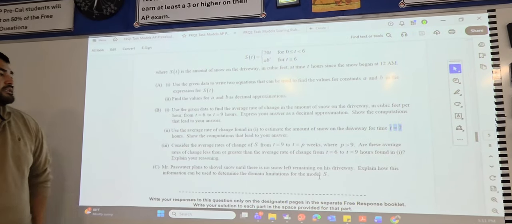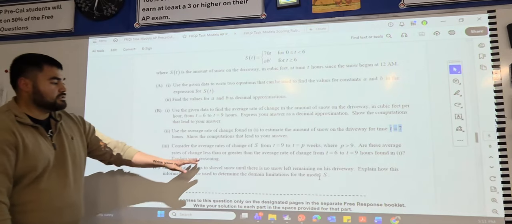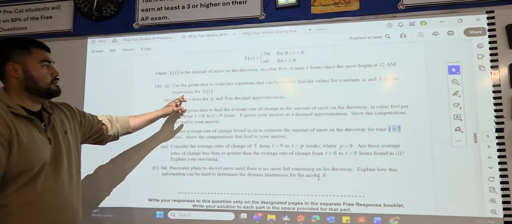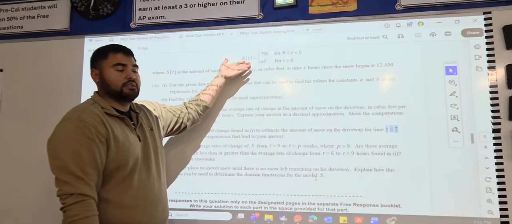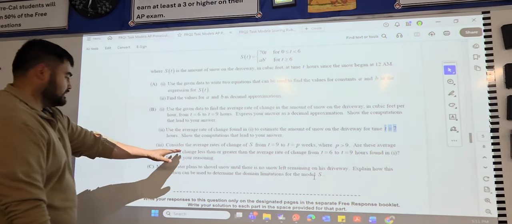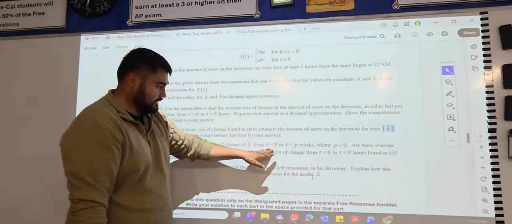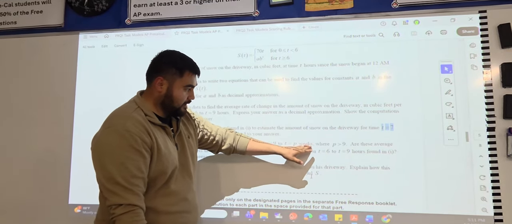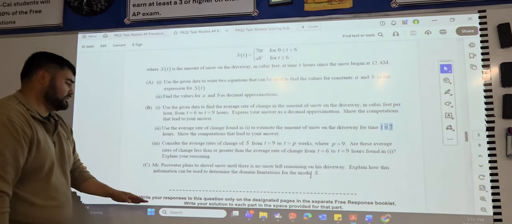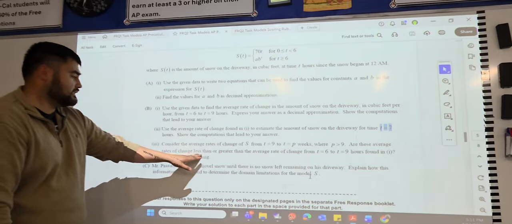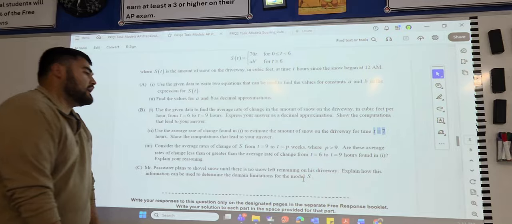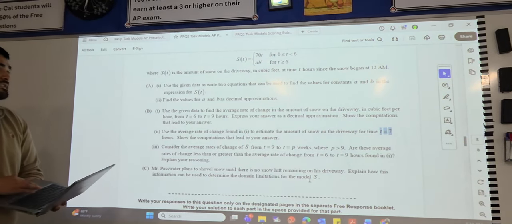So for B3, it's asking, consider the average rate of change of S. S is focused on this one, the piecewise, which was focused on exponentials. It says, consider the average rate of change of S from t equals 9 to t equals p, p representing any number greater than 9. Are these average rates of change less than or greater than the average rate of change from t equals 6 to t equals 9? Explain your reasoning.